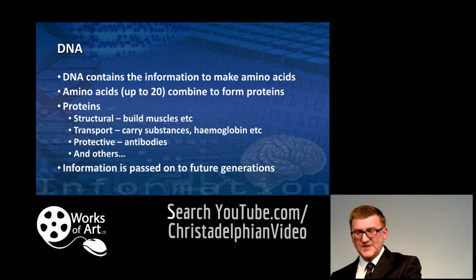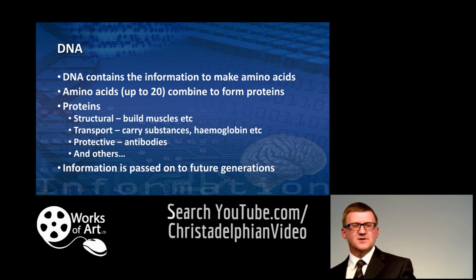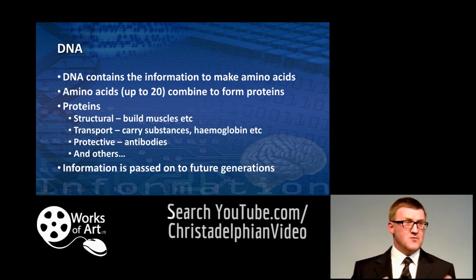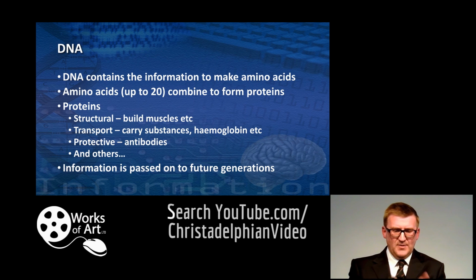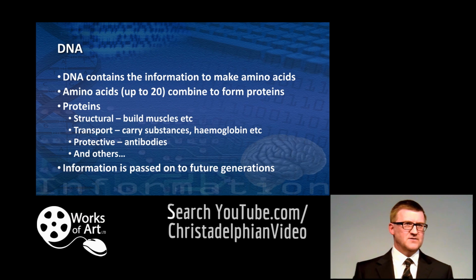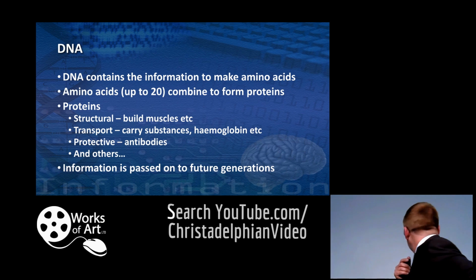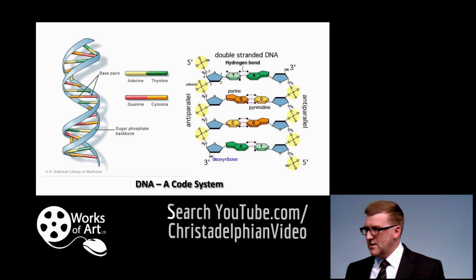And more importantly, or as importantly, the information that's contained in the cell is passed on to future generations. So information within our bodies, we call it hereditary characteristics, don't we? Passed on to our children, our children's children. So the means of replicating ourselves is built into this genetic code. I think we've got most of the words on there.